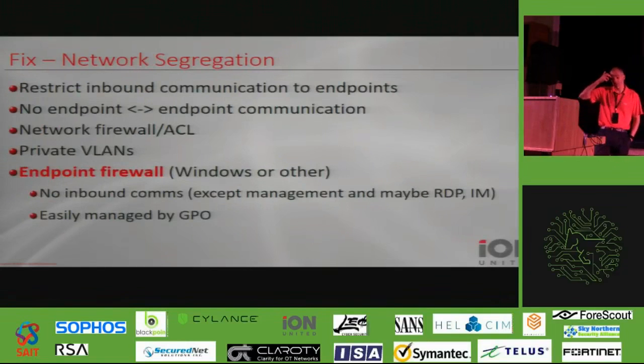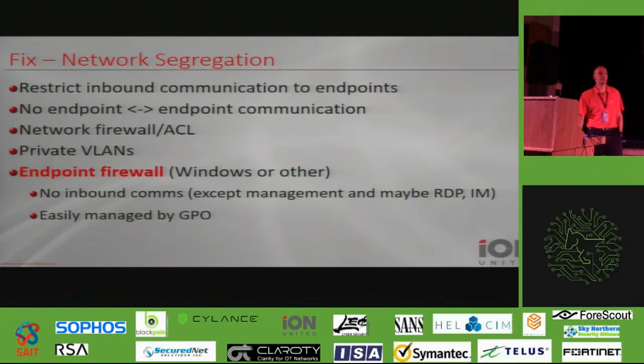But first I'm going to talk about the network side of endpoints. Restrict the inbound communication to endpoints. Who needs to initiate a connection to your endpoint? Yes, there are exceptions. There's stuff like Skype, although most of that is outbound now. VoIP, those kinds of things. Sometimes there's a requirement for remote desktop. But beyond that, who needs to initiate a connection to an endpoint? Why do you allow it? Or why should you allow it? And certainly, why do endpoints need to talk to each other, ever?